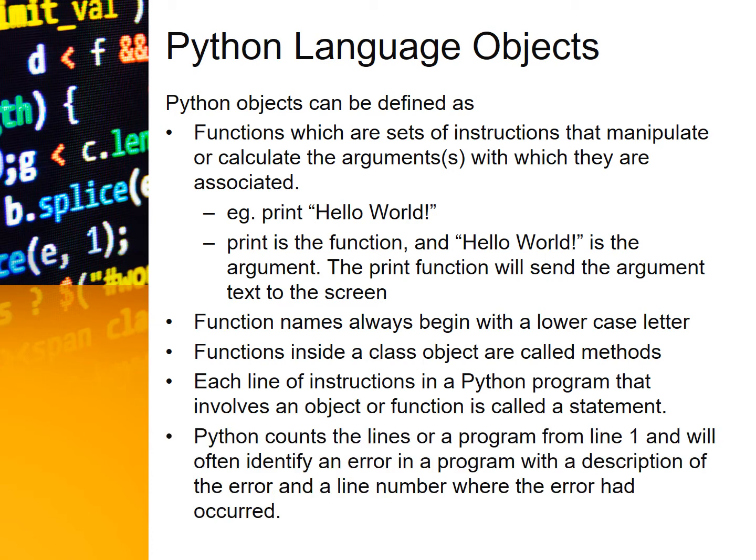Each line of instructions in Python that involves an object or a function is called a statement. Python counts the lines in a program from line 1 and will often identify an error in a program with a description of the error and the line number where the error has occurred. So this really helps when you're looking for errors in your software.